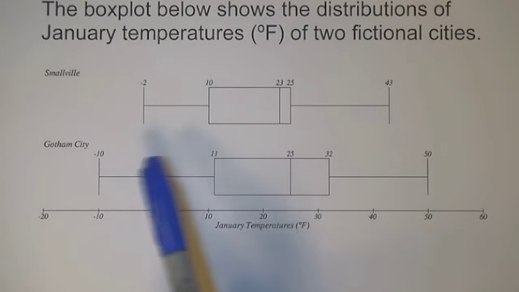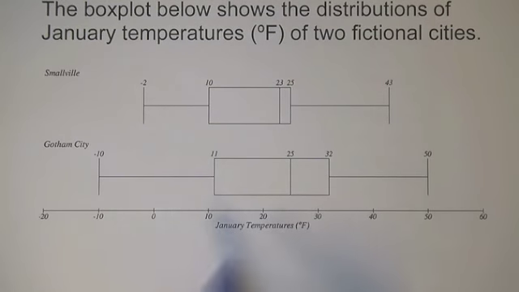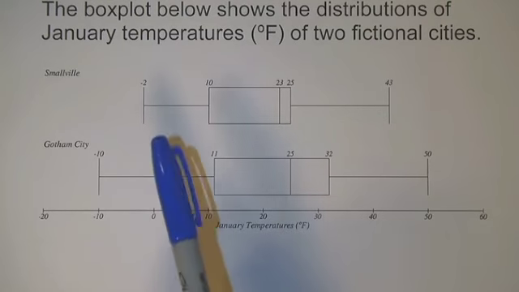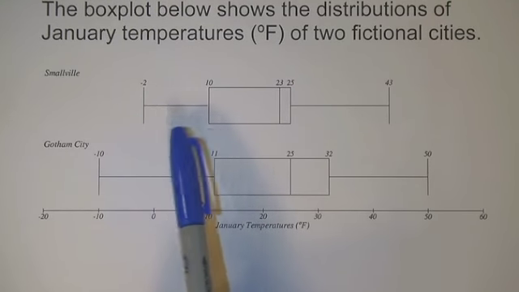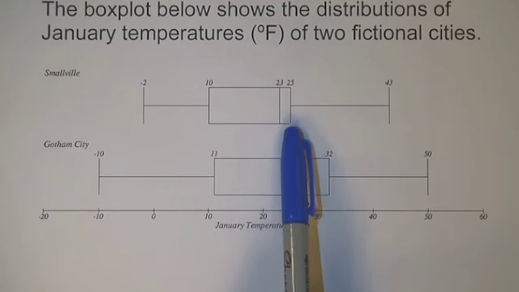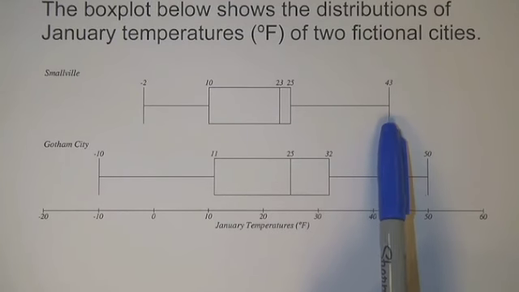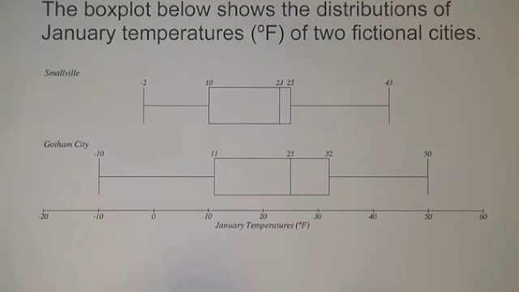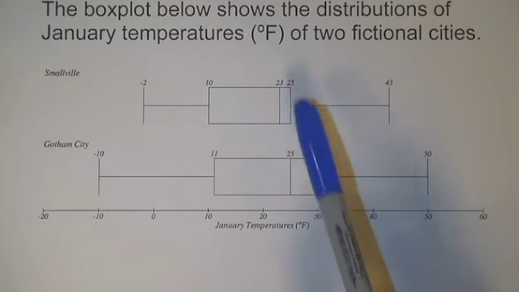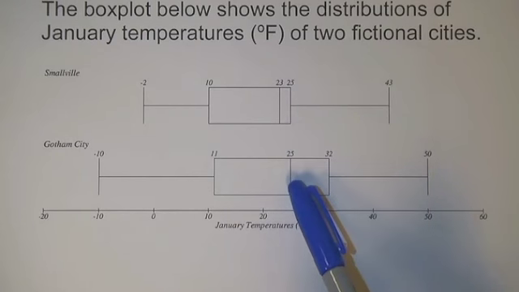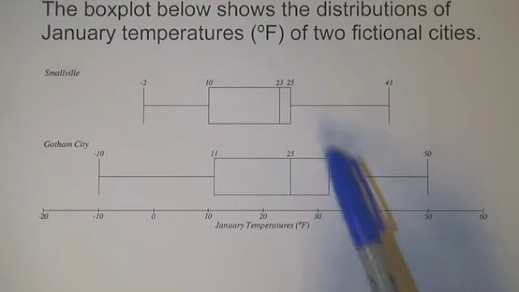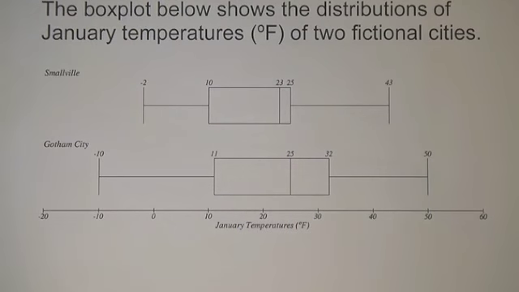We have box plots here, so remember these are based on the 5-number summaries. The box plot shows the minimum, Q1, the median, Q3, and the maximum for both cities. Okay, so we can see Gotham City has both a colder minimum temperature as well as a warmer maximum temperature. Their medians are pretty similar. Q3s are quite a bit different, and Q1s seem to be pretty similar.